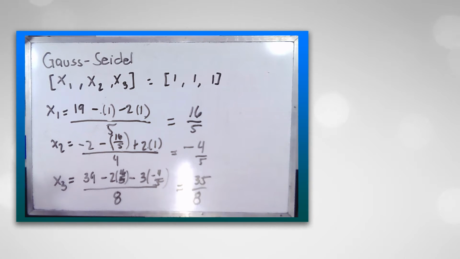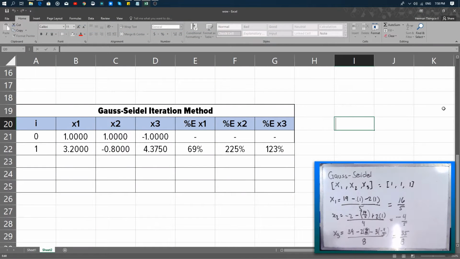Let me just show you this. This is our table for the Gauss-Seidel Iteration Method. We have the columns I, that stands for iteration, x sub 1, x sub 2, x sub 3, and the percentage error of x sub 1, x sub 2, and x sub 3 from the previous iterations.